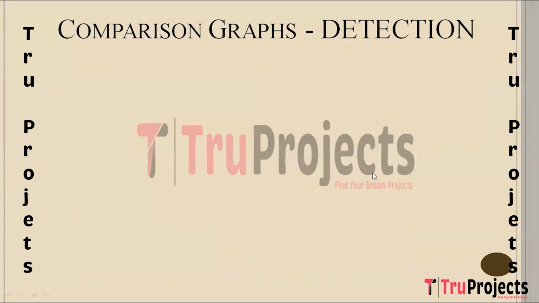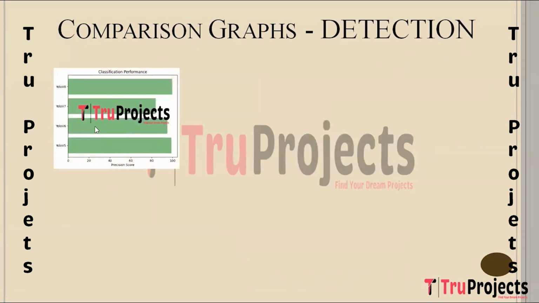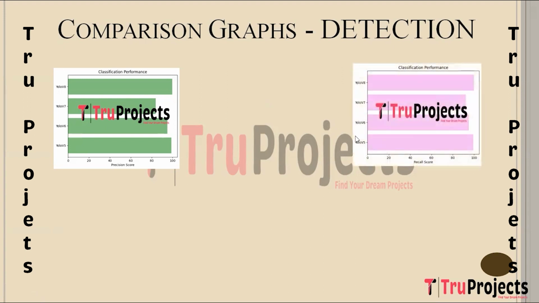Now we'll see the comparison graphs of the algorithms built for detection. So this is the precision scores comparison graph. In this graph on x-axis, I have precision scores and on y-axis, I have algorithm names. So precision measures the accuracy of positive predictions, representing the ratio of true positives to the sum of true positives and false positives.